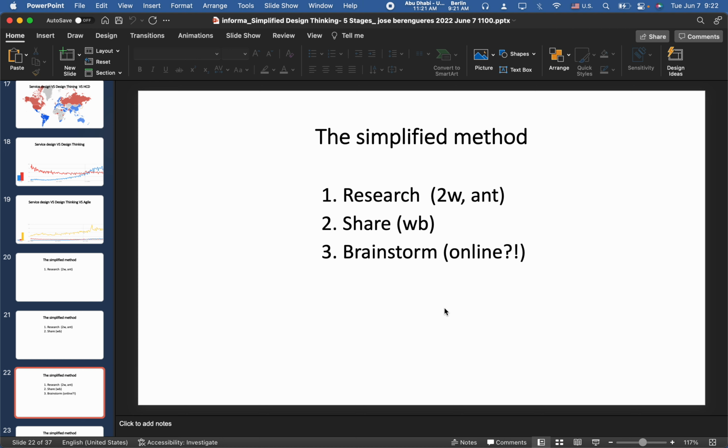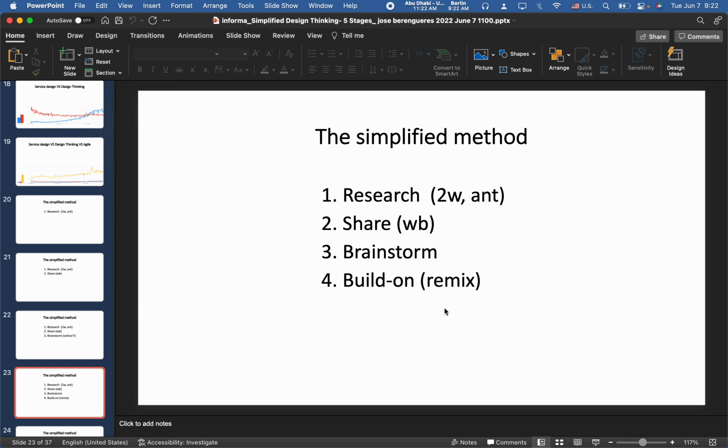Right, the third one is the brainstorm. And this is the phase where people write on post-its the crazy ideas they had after receiving all the knowledge that has been shared on the whiteboard. And the fourth phase is what we call the build-on phase. This is the most important phase. This is where people look at each other's ideas and try to steal each other's ideas and improve their own ideas or build on other people's ideas. This is what we call remixing ideas.